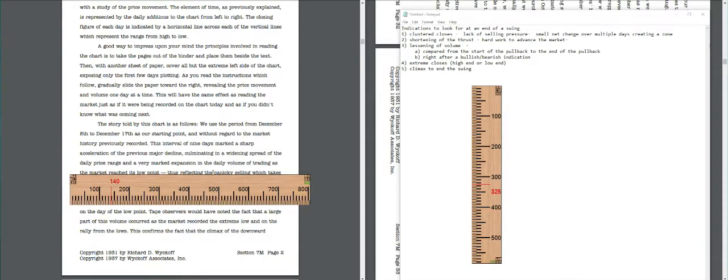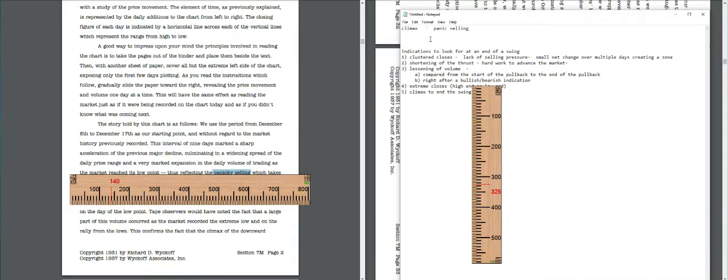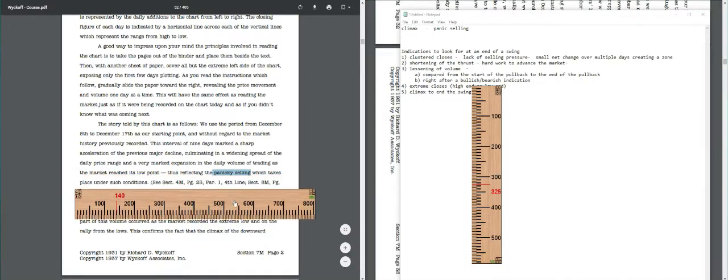First, we see panic selling. So the climax, what is the climax? Reflect is panic selling, and by climax is basically selling climax. Alright.